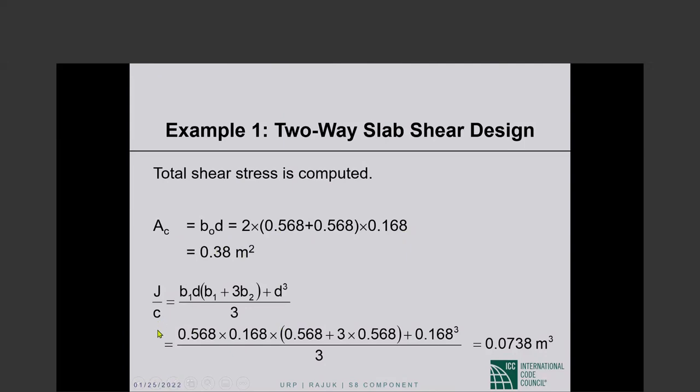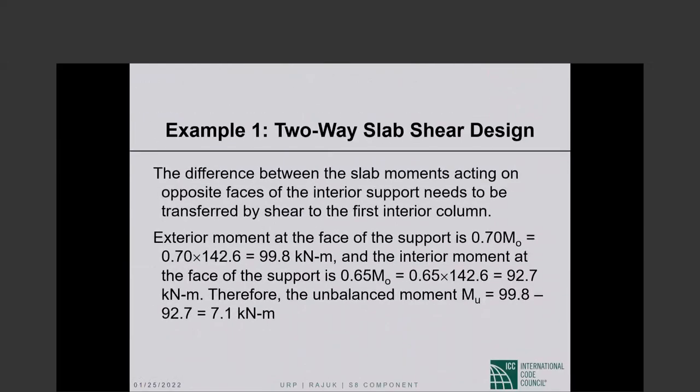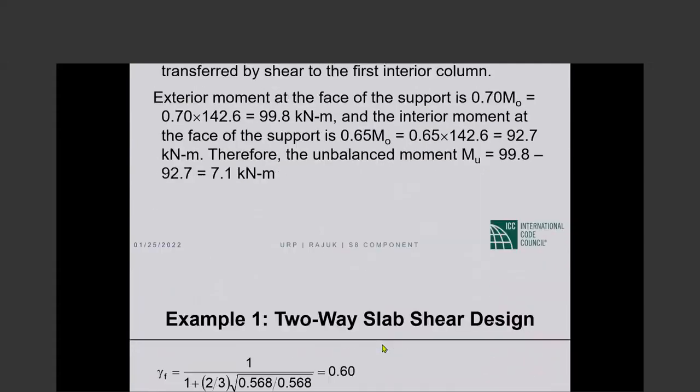J sub C, if you go back to the PCA chart, this is the interior, this is case 2. That is J over C. That comes to 0.738 meter cubed. So the transfer moment is very, very small. The difference between 70% of M sub 0 and 65% of M sub 0 gives us 7.1 kilonewton meters.